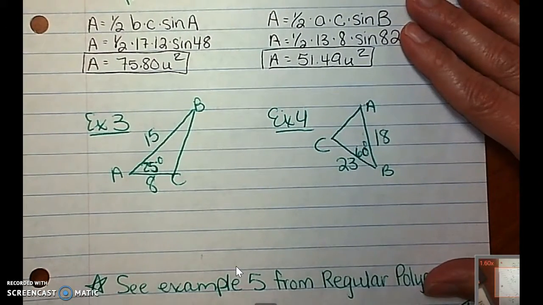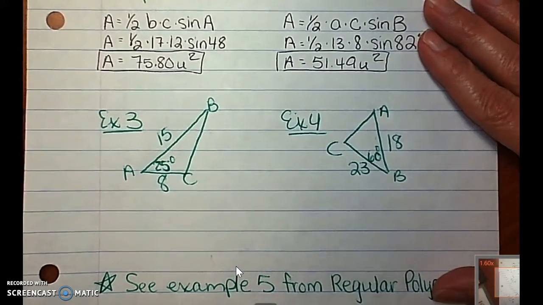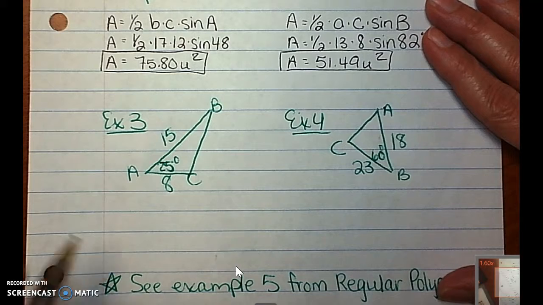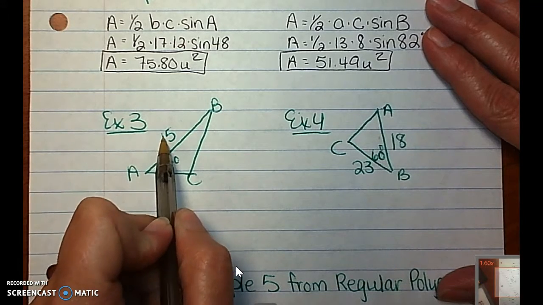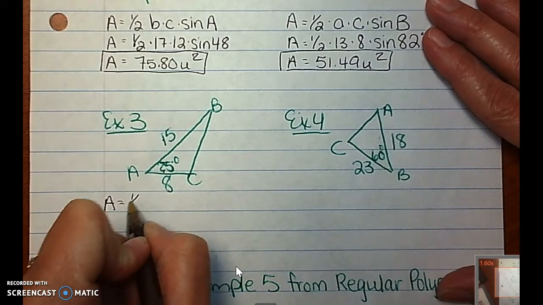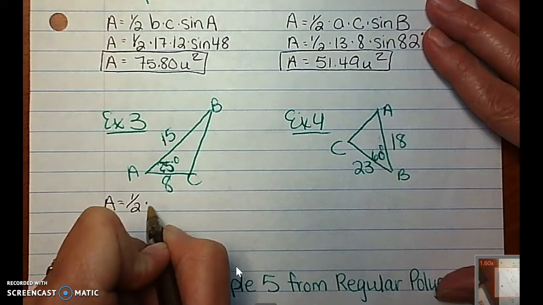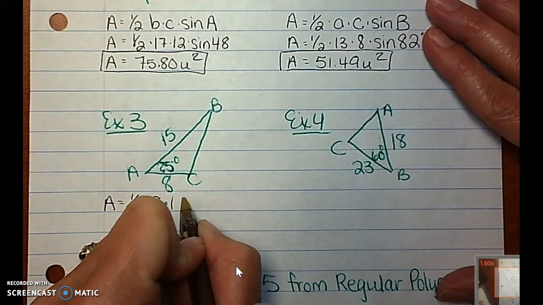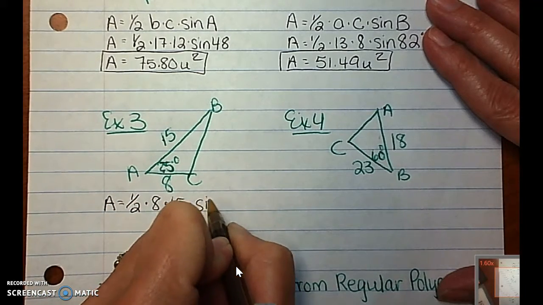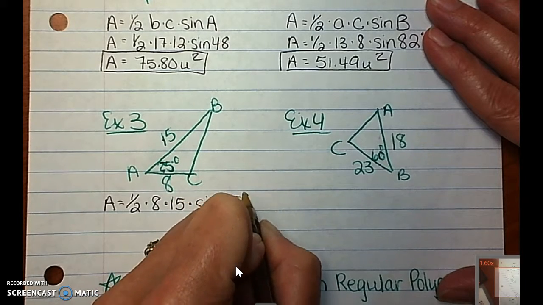Okay, so I want to reinforce that pattern, that it's side, angle, side. So I have my side, my angle, and my side, and my area is going to be equal to 1/2 the side times the side, so 8 times 15, times the sine of the angle, 25 degrees.